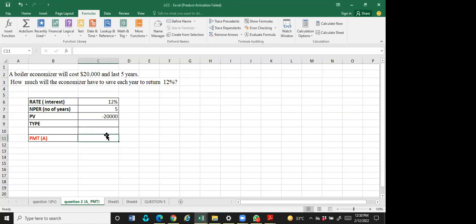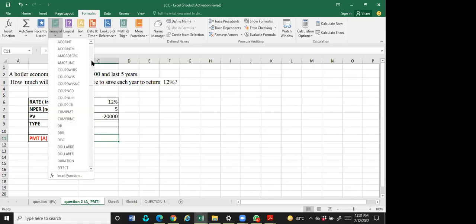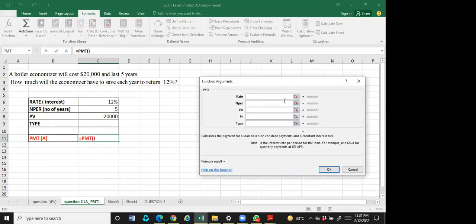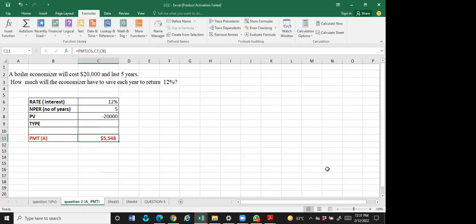So I'm looking for how much to save. I'll go to the formula menu, go to financial, and look for PMT. Then the rate, we all know. The number of years is 5. The present investment, the money that's leaving my pocket, is this. Okay, so that is it.